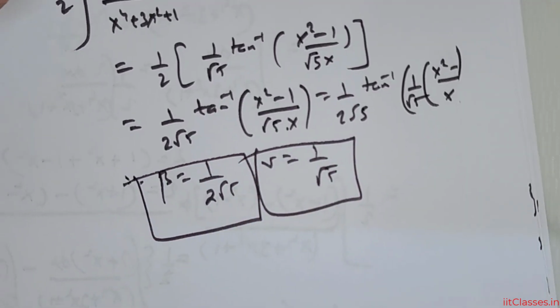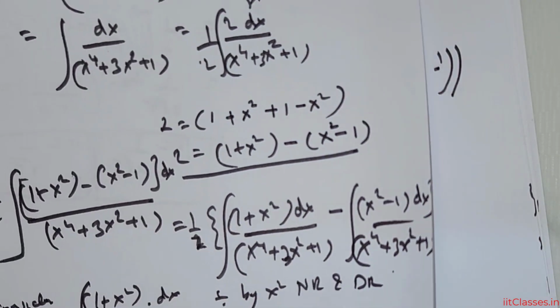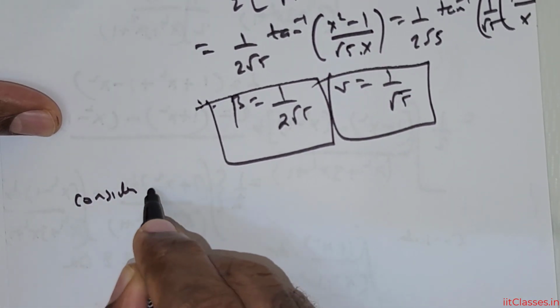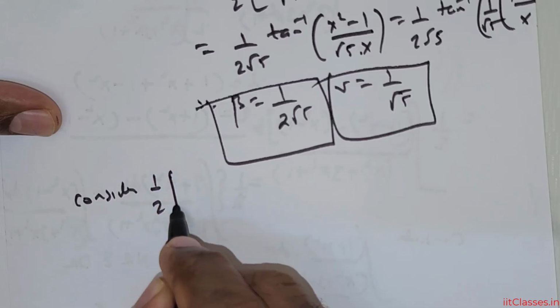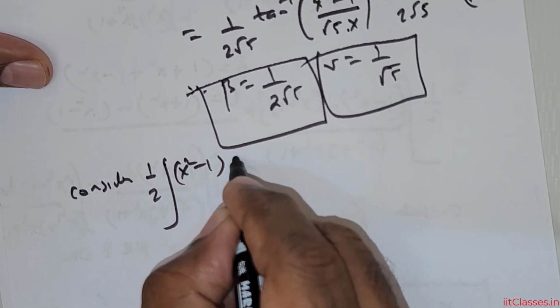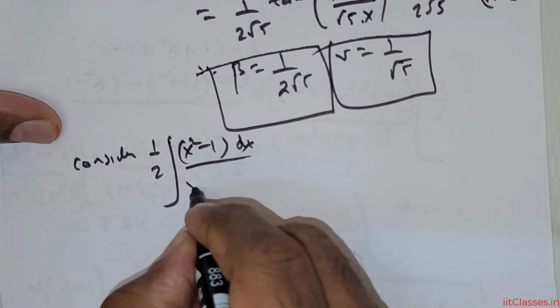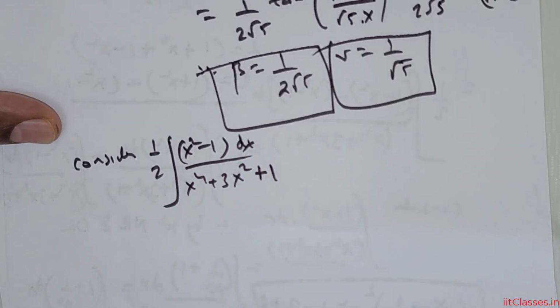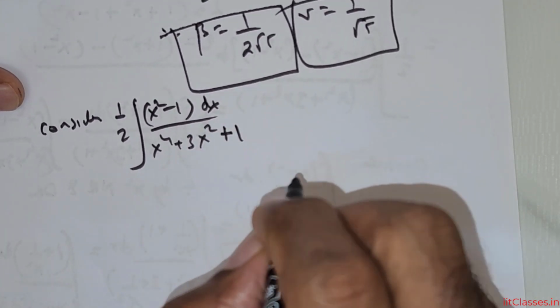Okay. Now let me consider the next part. Consider 1 over 2 integral of (x squared minus 1) times dx divided by x to the power of 4 plus 3 times x squared plus 1. So this is what we have got.